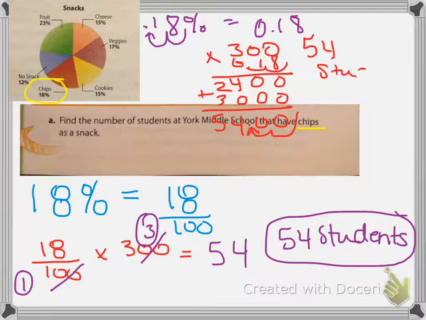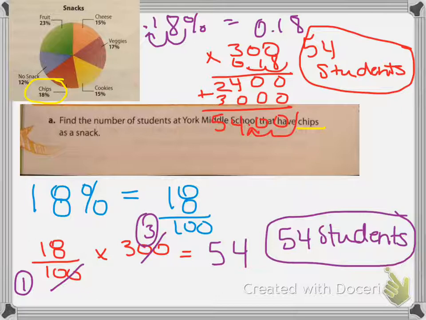You come up with 5400 as your answer, but you can't forget to swoop the 2 spaces out for the 0.18 and then swoop the 2 spaces back in to put that decimal there right after the 4. So that's how your final answer is, again, 54 students.